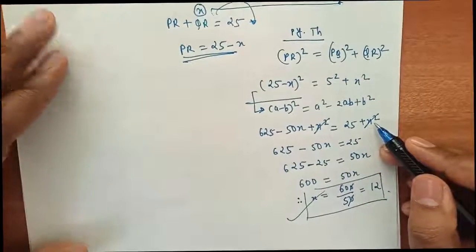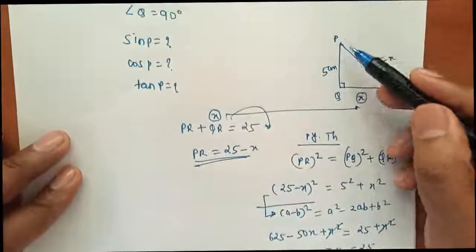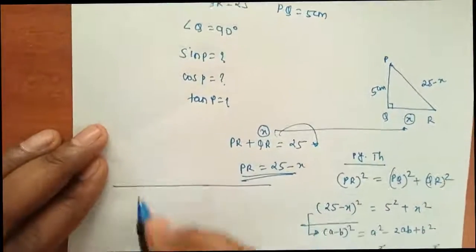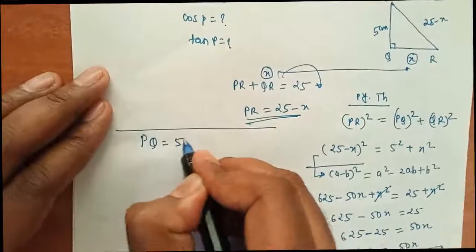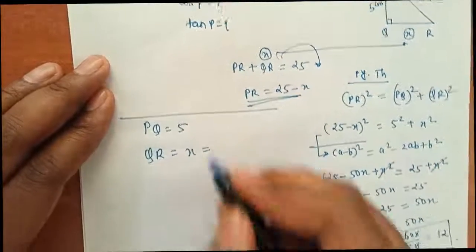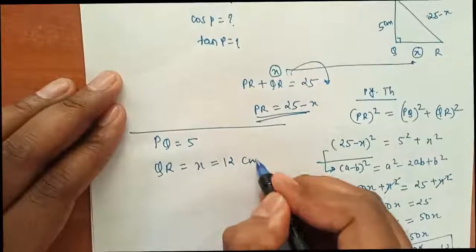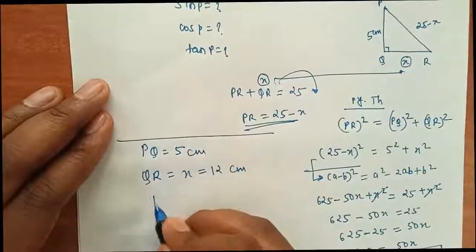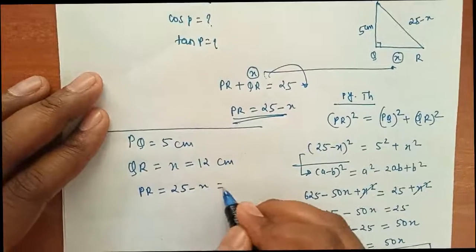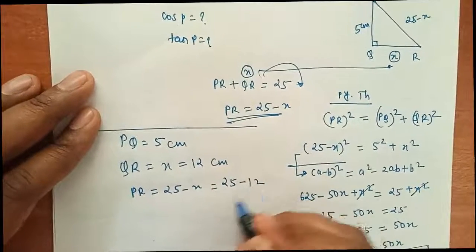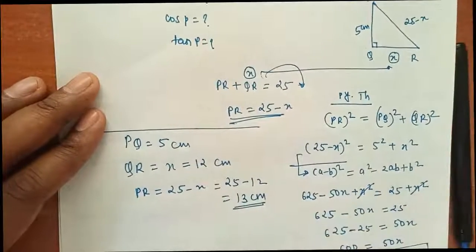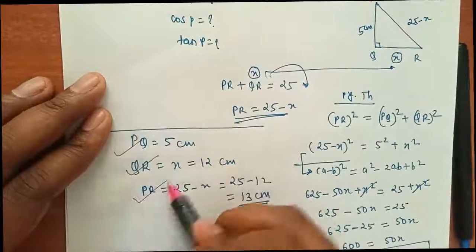Once I know the X value, I can easily find the value of PQ, QR and PR. Now your PQ value is 5, already we know. QR is equal to X, that is 12 centimeter, and your PR is equal to 25 minus X, so 25 minus 12, so it will be 13 centimeters. So I got the values of PQ, QR and PR.